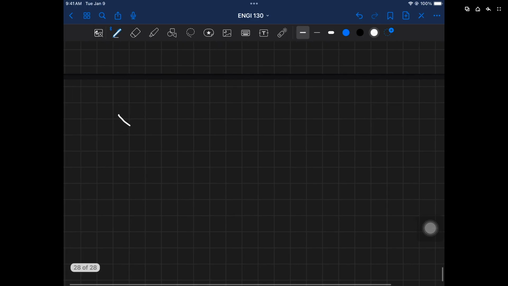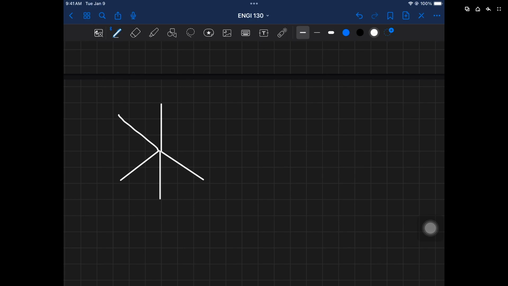For example, let's say we have something like this. We have like 5, maybe 6 currents entering. And we could label everything. Right, so we have I1, I2, I3, I4, I5, I6. And let's just put arbitrary directions on them. 1, 2, 3, 4, 5, 6.